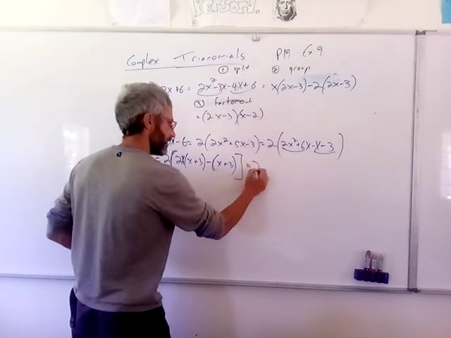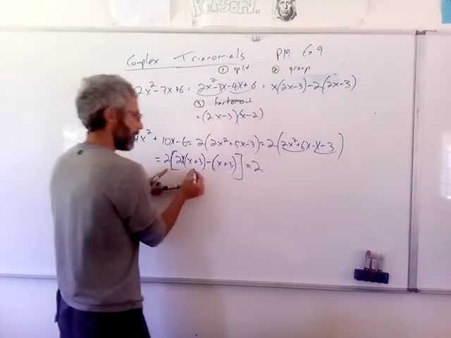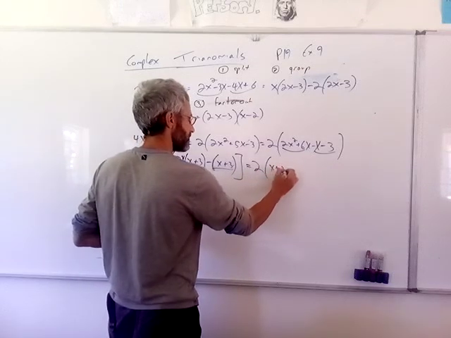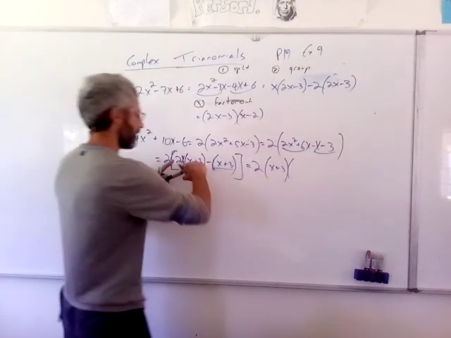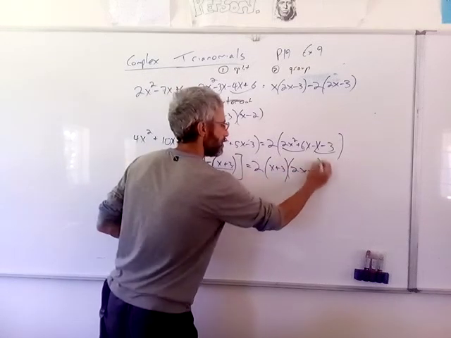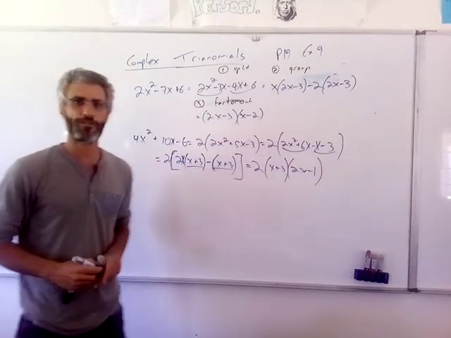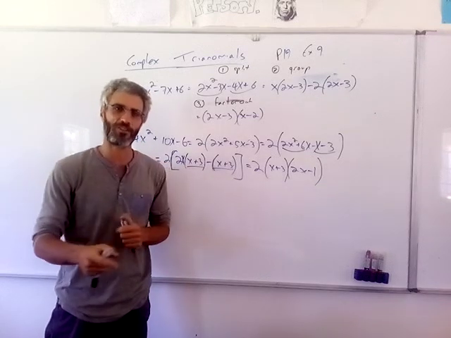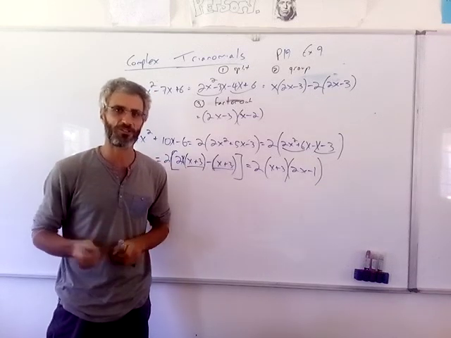Okay, now I'll get the 2 out. Okay, and now I can see the common factor. Take out the common factor, x plus 3. And now multiply it by 2x minus 1. And that's it. That's fully factorized. Okay, I'll leave it here. I'll make another separate video for a little bit more of a difficult kind of situation.